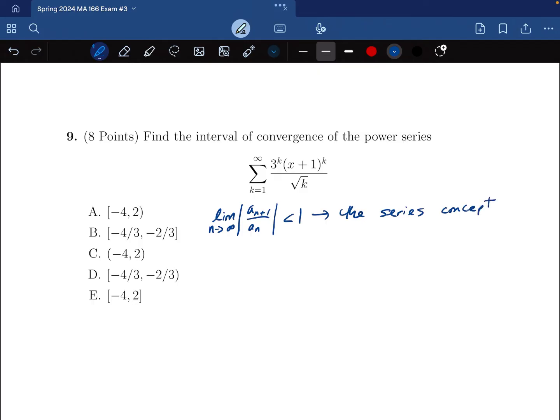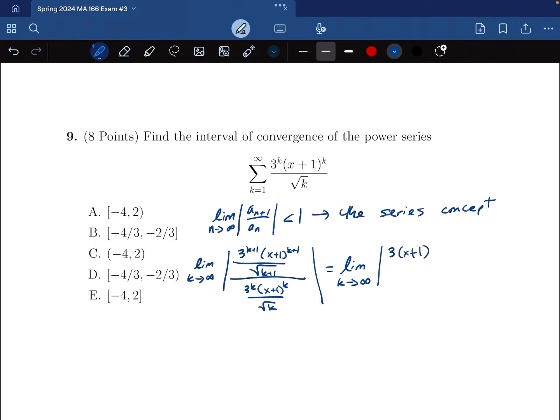So what we're going to do is calculate the limit as k approaches infinity of the ratio of two consecutive terms of this series. So that would be 3 to the power of k plus 1 times x plus 1 to the power of k plus 1 over the square root of k plus 1, all divided by 3 to the power of k times x plus 1 to the power of k divided by the square root of k. And this all evaluates to 3 times x plus 1 times the square root of k divided by the square root of k plus 1.